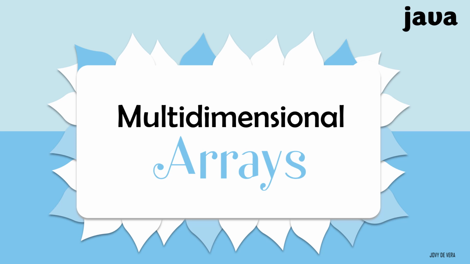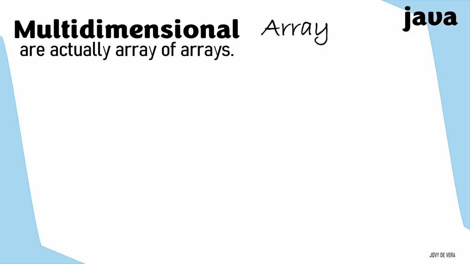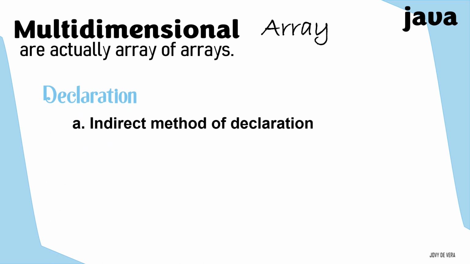In this video, I am going to talk about multidimensional arrays in Java. In Java, multidimensional arrays are actually arrays of arrays. To declare an array in Java, we have the indirect method of declaration. The indirect method is the method where the size of the array is declared and array values are filled later.